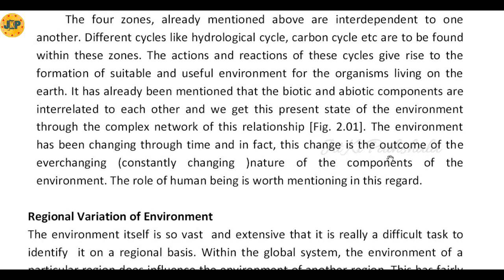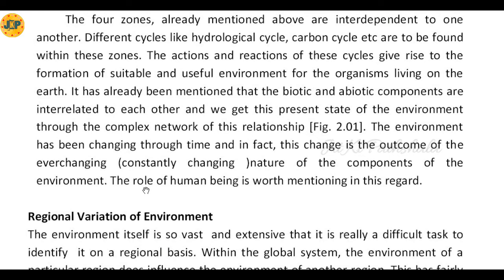So the environment that we have around us is changing from time to time, and it is the result of the ever changing nature of the components of the environment. Ever changing means constantly, continuously changing. The environment is changing day by day because the components present in the environment are also changing day by day. So the present environment is the result of the changes that take place in the components present in the environment.